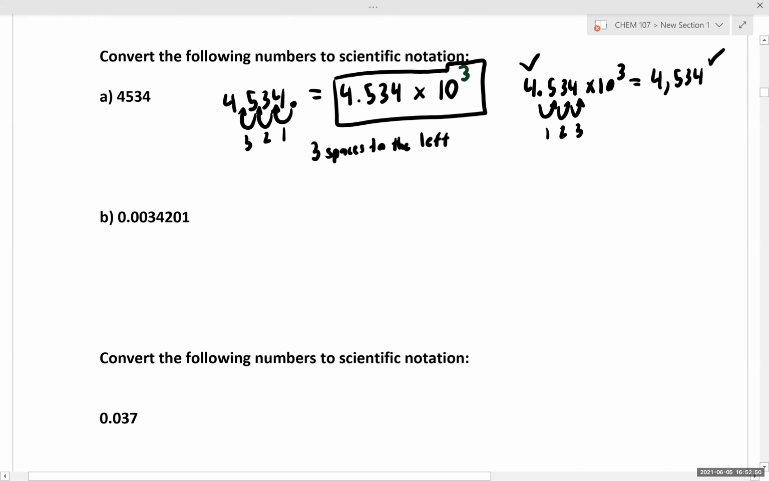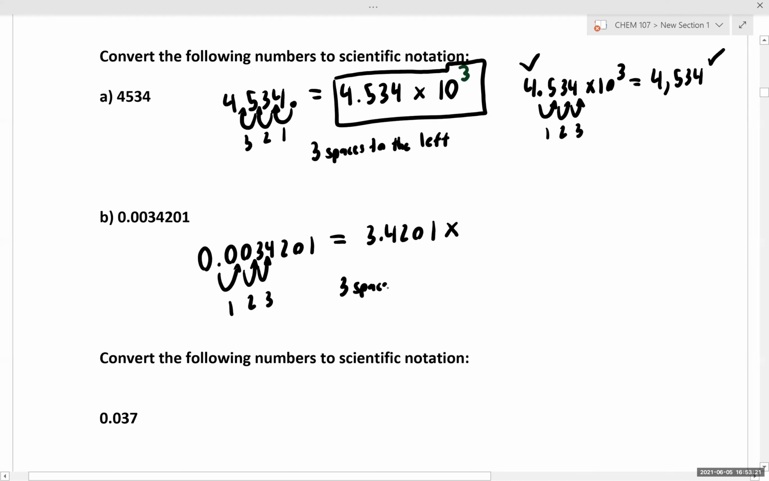Let's do another example as part of our guided practice. So we have 0.0034201. This number is clearly less than 1, so we're definitely going to have a negative power of 10 when written out in scientific notation. So we're going to move our decimal point until we have a number between 1 and 10. Moving our decimal point 3 times gives us 3.4201. And we moved our decimal point 3 spaces to the right.